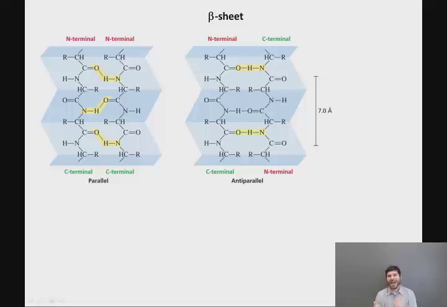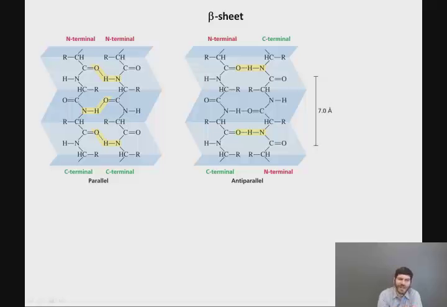For an anti-parallel beta sheet, they are actually going in opposite directions. So the N terminus of one portion of the chain is on the top and the C terminus is on the bottom. And for the other portion of the chain, the N terminus is on the bottom and the C terminus is on the top. And then you can see how these hydrogen bonds form.